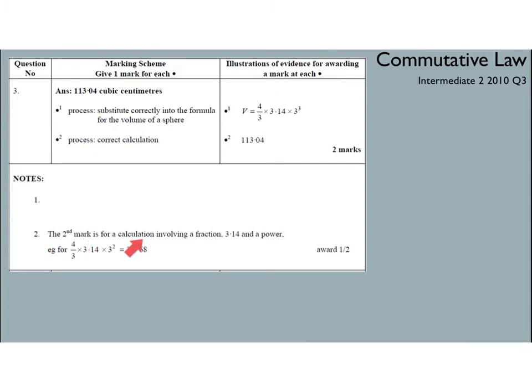The second mark is for a calculation involving a fraction, 3.14 and a power. As long as you got your fraction, your 3.14 and your power in, see this one here, somebody's put the squared instead of the cubed. Quite a common problem. So if you accidentally do your substitution wrong, but you get this bit right, you can still get 1 mark out of 2.